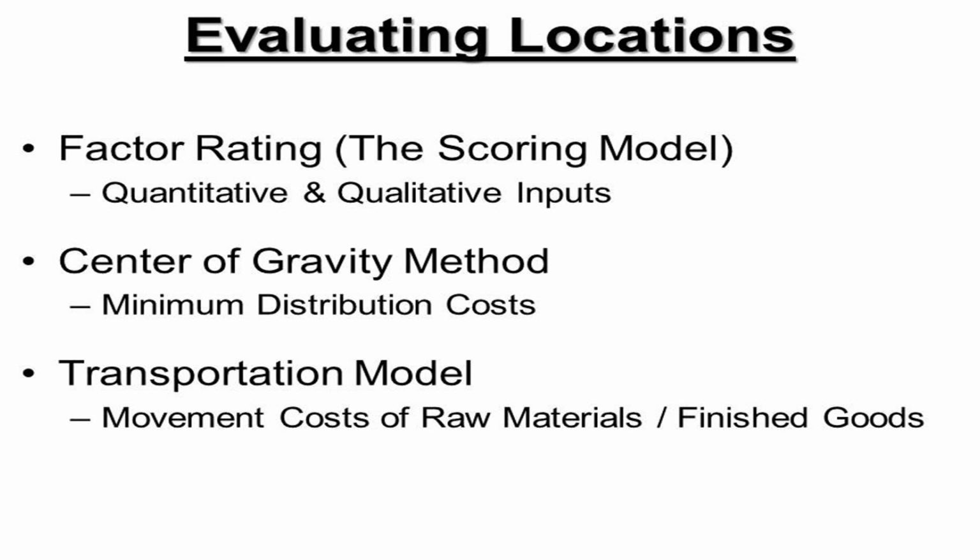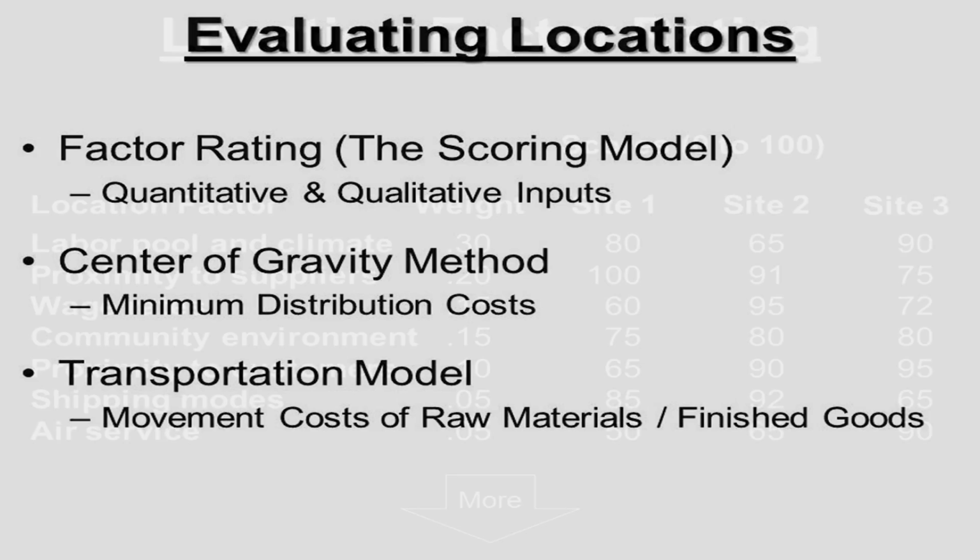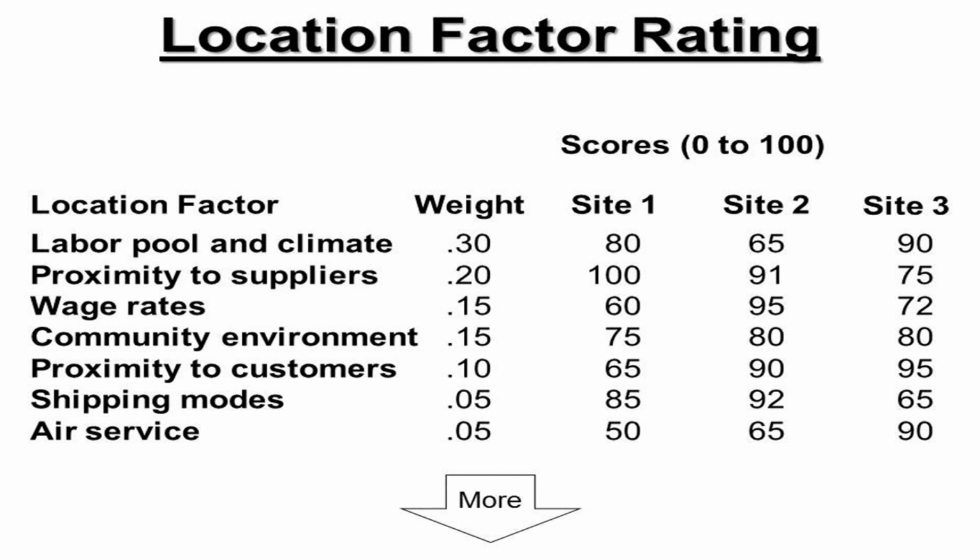In this particular segment, we'll talk about facility location techniques, and we'll look at three different techniques: factor rating system, also known as the scoring model, center of gravity method, and finally the transportation model. Let's begin with the first one, factor rating system.